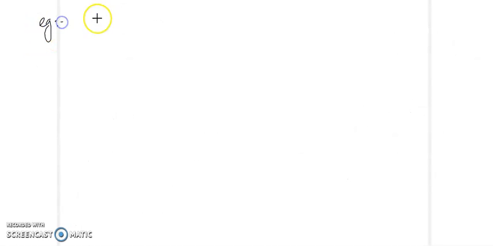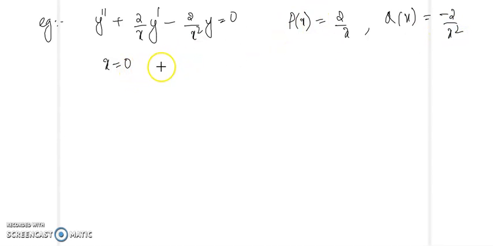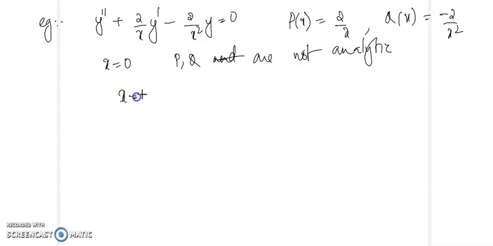So for example, consider the equation y double dash plus 2 by x y dash minus 2 by x square y equal to 0. If you take x equal to 0, you can see that the coefficient functions are p of x equal to 2 by x and q of x equal to minus 2 by x square. So at x equal to 0, the functions p and q are not analytic. So here x equal to 0 is a singular point. This is how we define a singular point.